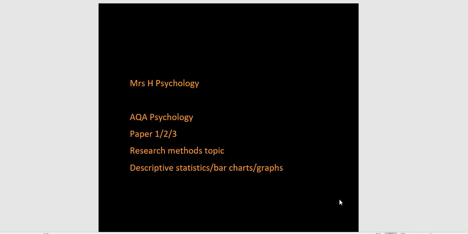This is AQA Psychology, papers 1, 2 and 3, because it's a research methods question. So the question we're going to look at here is on descriptive statistics, a question on bar charts and graphs. And remember that research methods can crop up in any of the papers 1, 2 or 3.